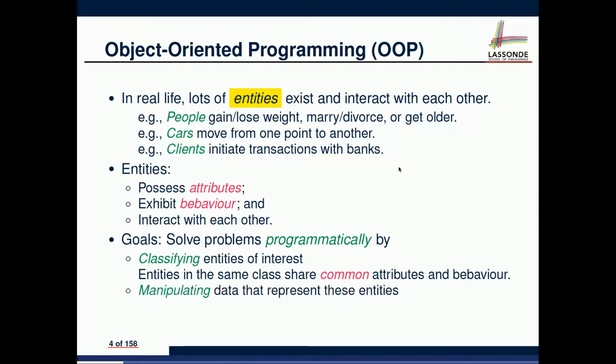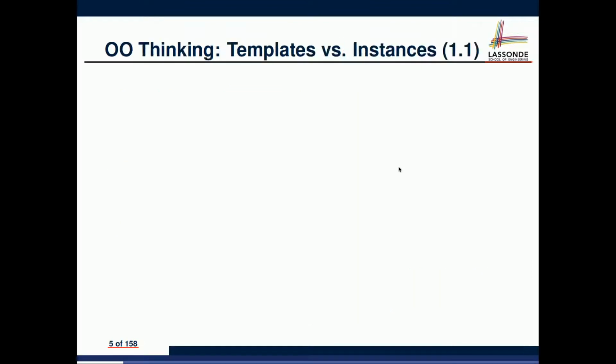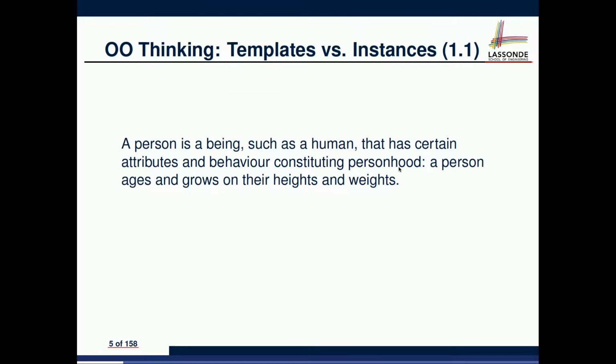Then you can manipulate these entities. We'll see how you can manipulate entities programmatically later. Now, this is a description of a real-world problem. A person is a being, such as a human, that has certain attributes and behavior constituting personhood. A person ages and grows in height and weight. Based on this description, you have to realize what the entity we are interested in is. In this case, a person. Then, what kind of attributes does a person have?